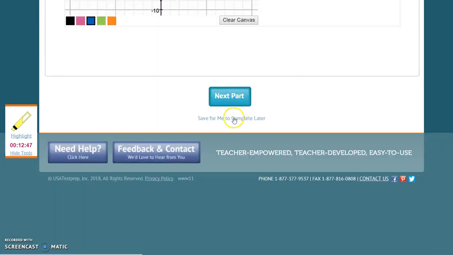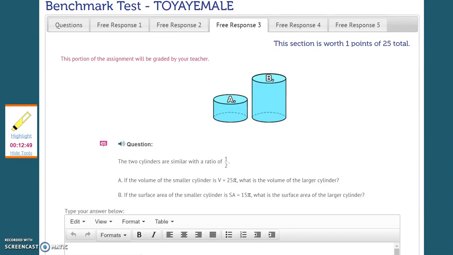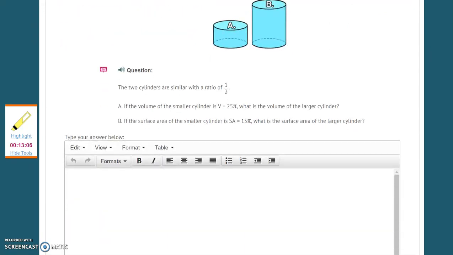Now, I'm curious about this. What is this next part? There we go. It's moving on. Okay. Next free response. 2 cylinders are similar with a ratio of 1 to 2. Okay, remember that if their similarity ratio is 1 to 2, their area ratio, like surface areas, would be the square of that, and the volume ratio would be the cube of that. So let's come down and see what they want to know. The two cylinders are similar with a ratio of 1 to 2. If the volume of the smaller cylinder is blah, blah, blah, what's the volume of the larger cylinder?